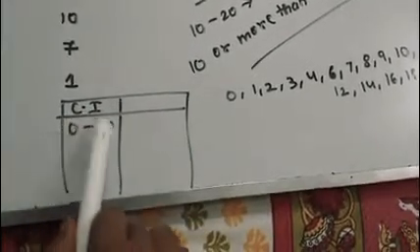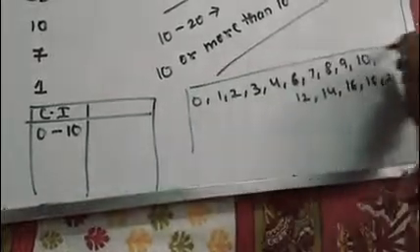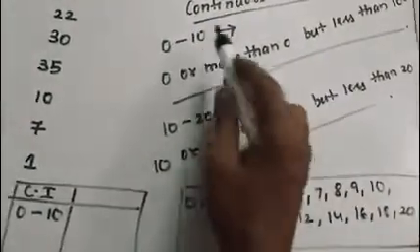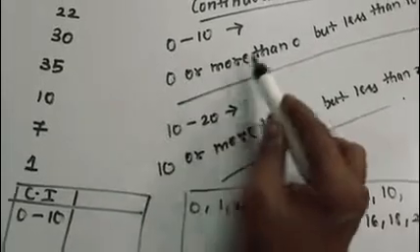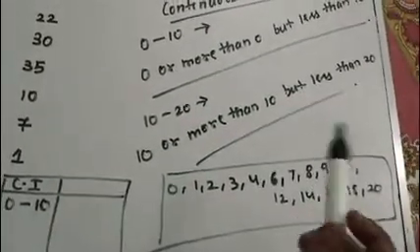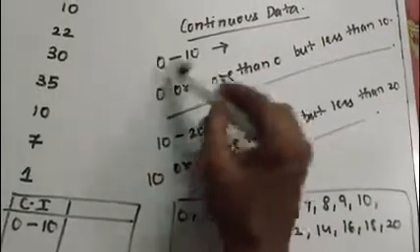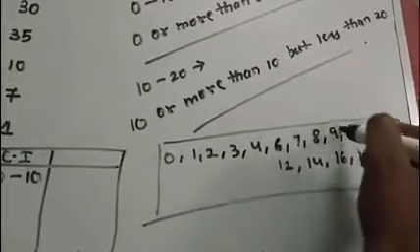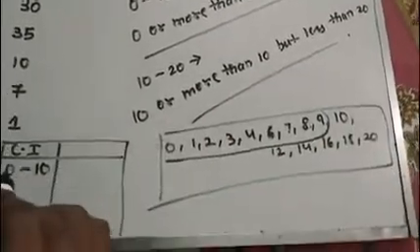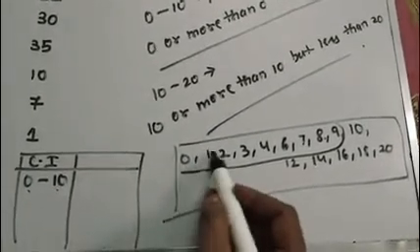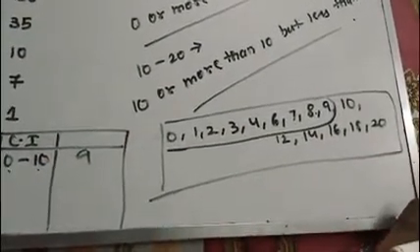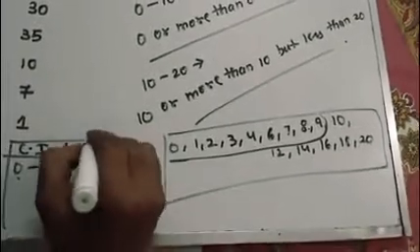Now my target is, from 0 to 10, how many numbers are there in my collection of data? See, 0 to 10 is defined as the numbers being either 0 or more than 0 but less than 10. We will not count 10 in the class interval of 0 to 10. That means 0, 1, 2, 3, 4, 5, 6, 7, 8, 9 up to this. All these numbers come under the class interval of 0 to 10. How many numbers? 1, 2, 3, 4, 5, 6, 7, 8, 9. So total 9 numbers are there. This is the frequency.